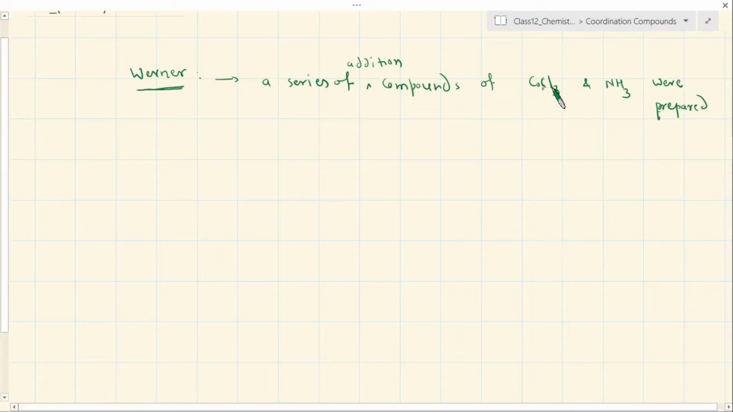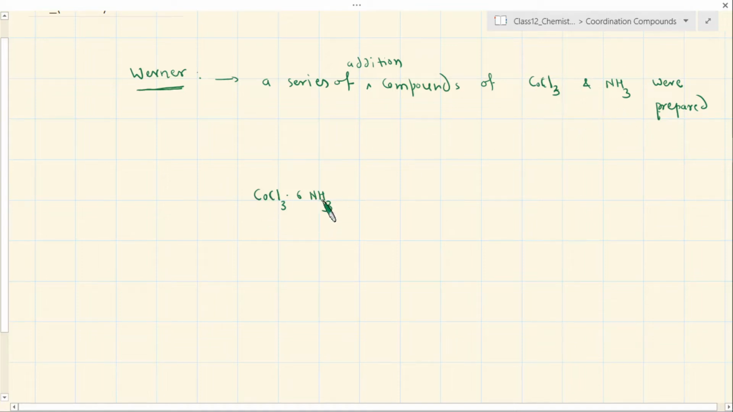Please see, you are taking only 2 substances, a solution of 2 substances, and still you are able to prepare a variety of compounds under different experimental conditions. Right now I am simply writing their molecular formula in a very empirical manner as CoCl3·6NH3.